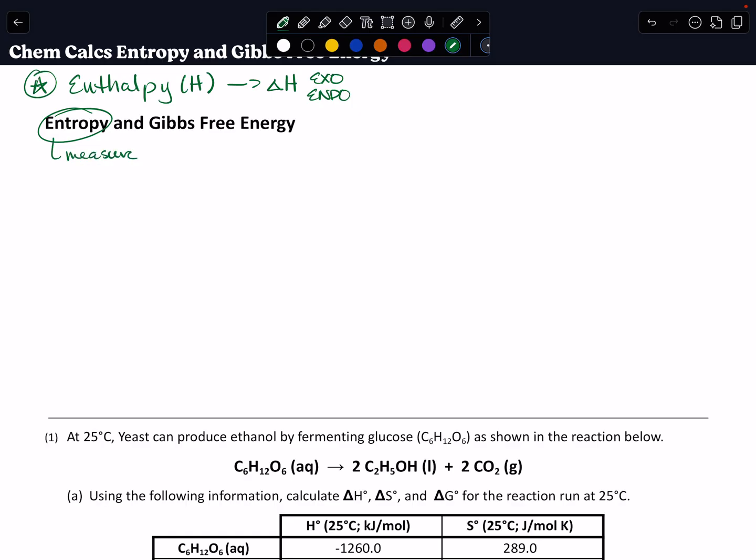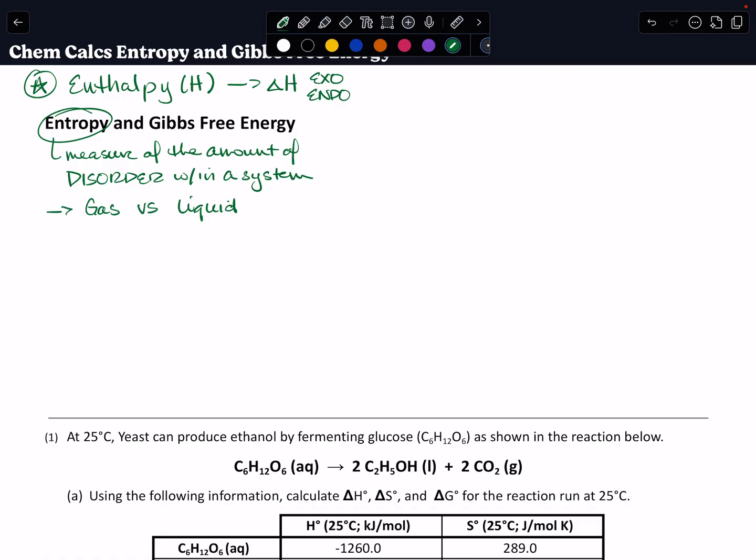It's a measure of the amount of disorder within a system. Now, what do we mean by that? Well, let's talk about a gas versus a liquid. If I asked you to tell me which one of those had more disorder, hopefully you would say the gas. There's a lot more space, there's a lot more motion, so there's just more disorder within that system.